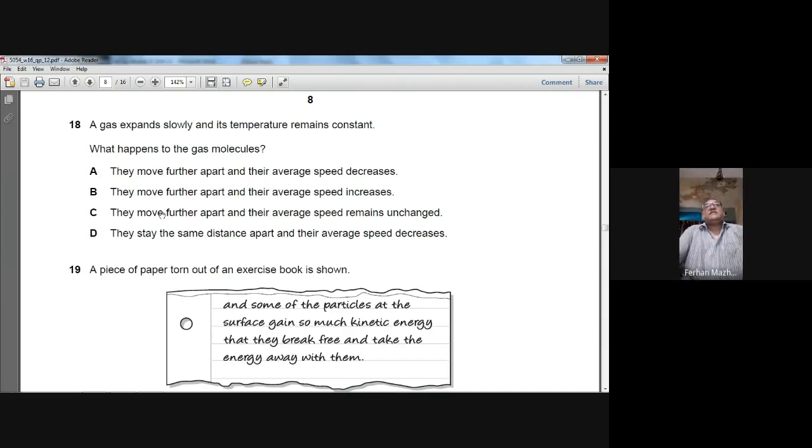They move further apart because the volume is increasing, but their average speed remains unchanged because their temperature is not changing. You know, the temperature depends upon the average kinetic energy, and kinetic energy depends upon the speed of the molecules. If the temperature is unchanged, it means the kinetic energy is unchanged, it means the speed is unchanged. So C is the option for question number 18.